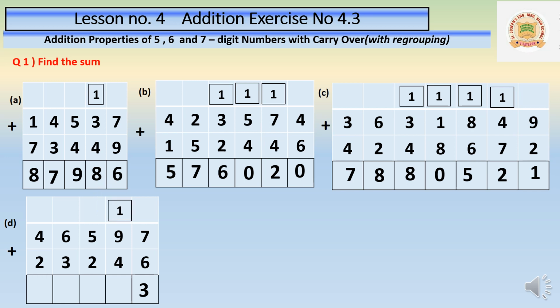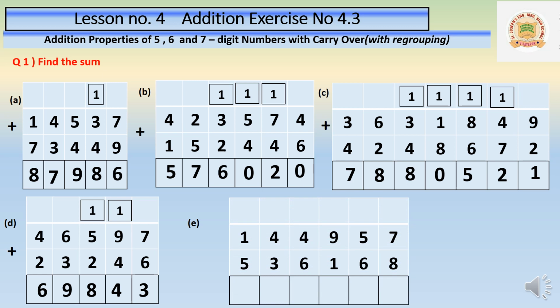Now 1 plus 9 is 10. 10 plus 4 is 14. 4 is in the 10th place. 1 will be carried to the 100th place. Now add the 100th place number. 1 plus 5, 6. 6 plus 2, 8. Now add the 1000's number. 6 plus 3 is 9. 10,000's number is 4 plus 2, 6. 69,843 is the answer. Let us take the next question, children.